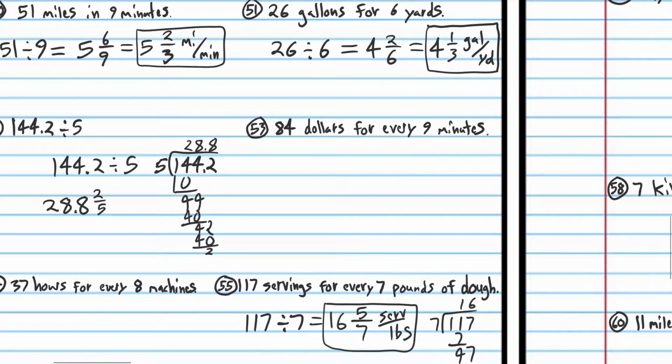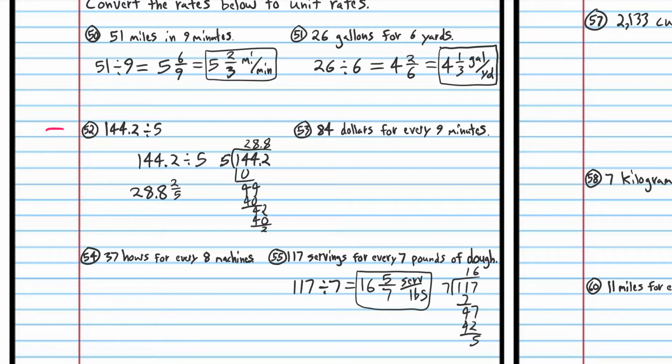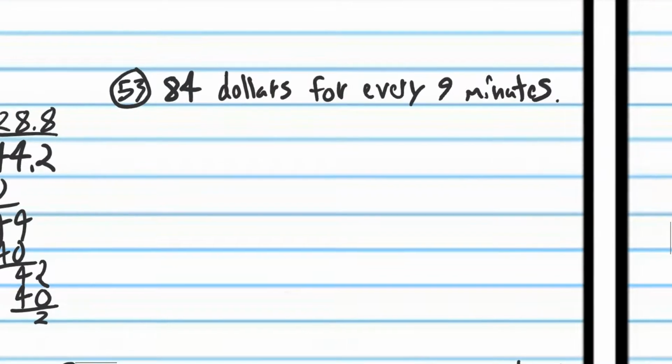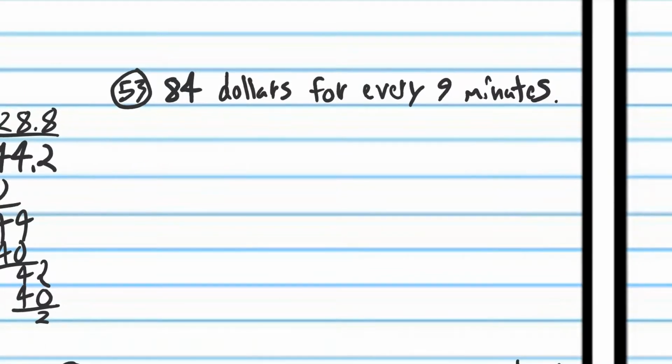All right, so let's get a few more of these problems done. Actually, I think it's your turn, so why don't you do number 53. Again, you're going to write the answer as a mixed number. You won't need to use the long division algorithm for this because your multiplication facts will be enough. So divide 84 by 9 and write the answer as a mixed number. When you come back, we'll do it together. Pause the video.